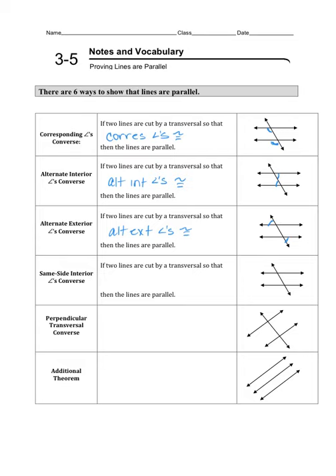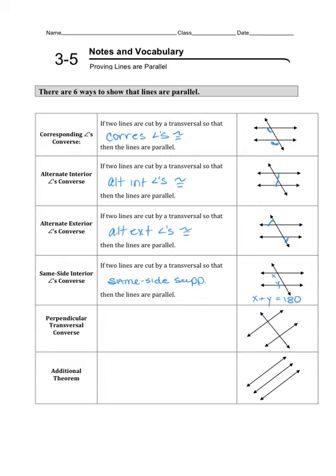And then that last one yesterday was if the lines are parallel, same side angles are supplementary. So today, if same side angles are supplementary, then the lines are parallel. And we know that supplementary just means that they add up to 180. So if this angle is x and this angle is y, then x plus y has to equal 180 degrees.